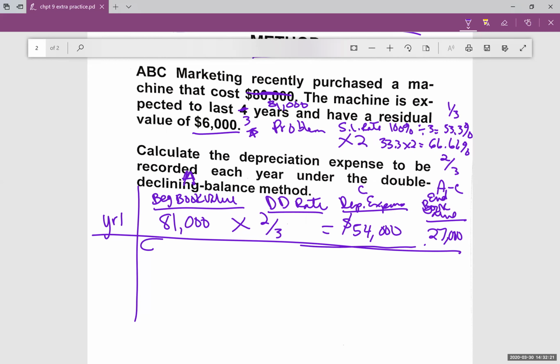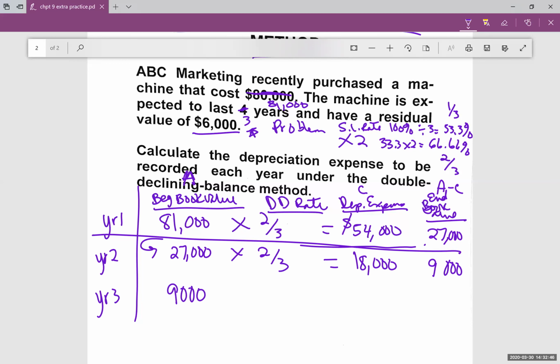That also becomes my year two beginning book value. So the ending book value becomes year two beginning book value. I take it times 2 divided by 3, year two. My depreciation expense is 18,000. Then my ending book value, 27 minus 18, is 9,000. And then year three, this is the third and final year. We have our 9,000.